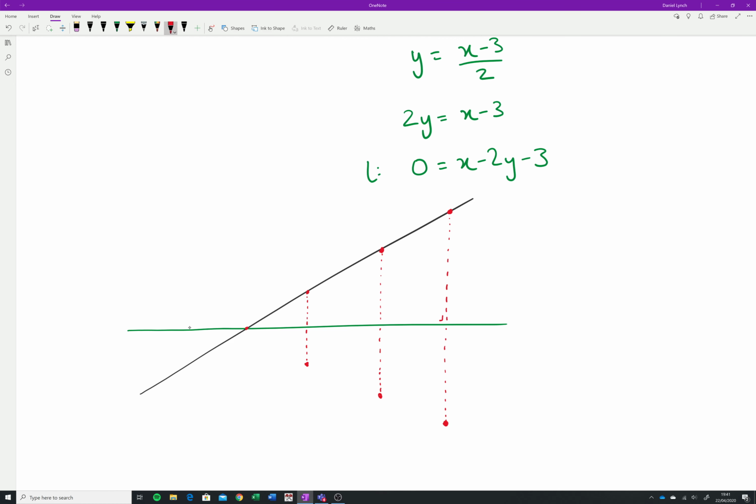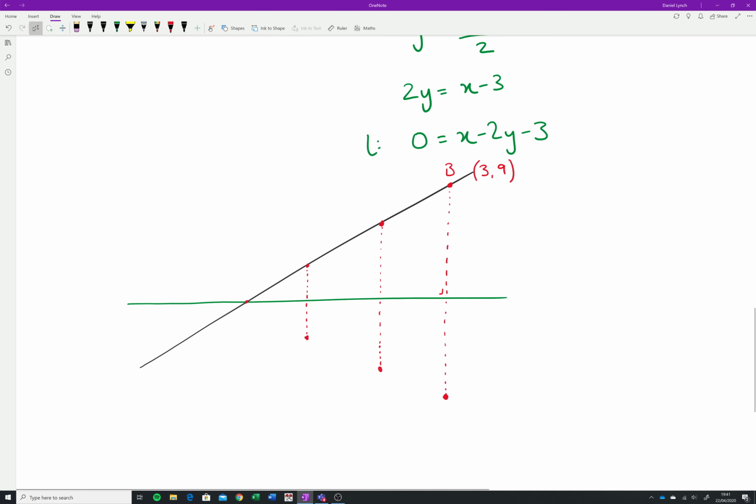Oh, and look, they actually asked us to do that. So with B, and I forget what B was. B was 3,9. They ask us to put down the image of B. That is to say, where does B go to? There. And actually, I don't even need to have it nicely done out to be able to answer it.